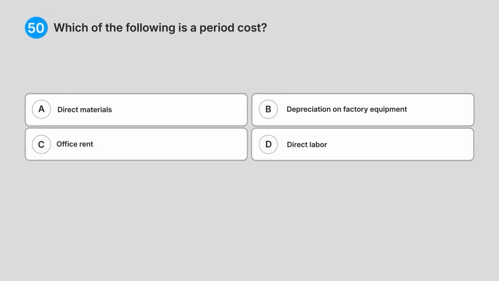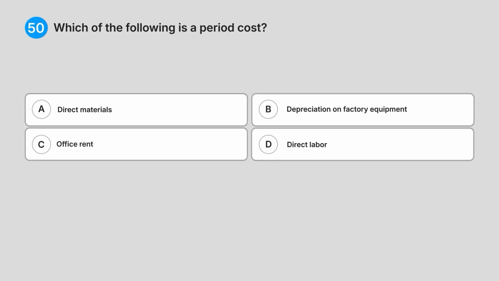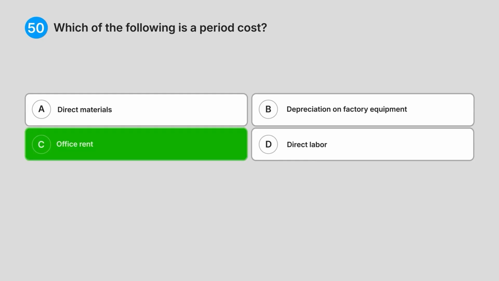50. Which of the following is a period cost? A. Direct materials. B. Depreciation on factory equipment. C. Office rent. D. Direct labour. Can you guess the answer? Correct answer, C. Office rent.